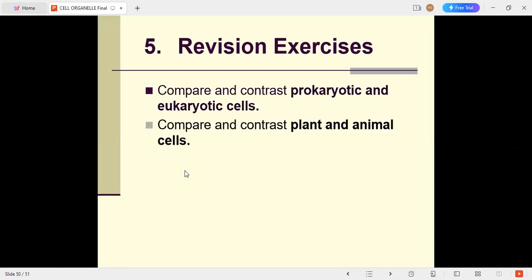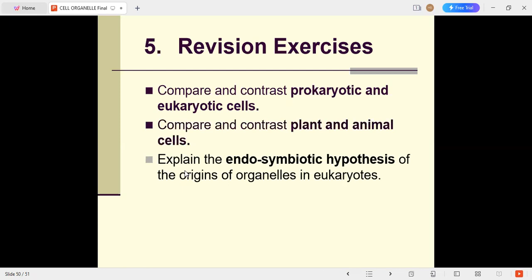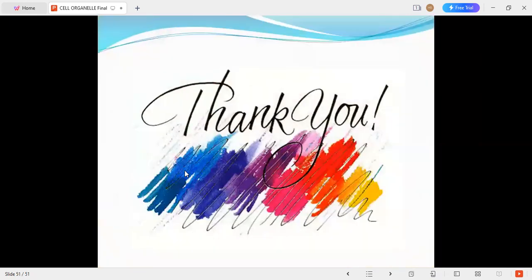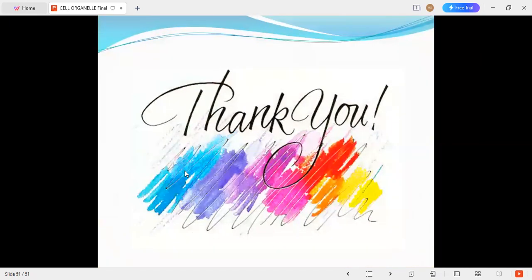This was the revision of the whole lecture. There was a comparison and contrast of prokaryotic and eukaryotic cells. Then we compared and contrasted plant and animal cells. Further, the endosymbiotic hypothesis of the origin of the organelles in eukaryotic cells was discussed, and a number of organelles and their functions were discussed. Then we discussed what the nucleolus is and its basic function. This was all about the cell and its organelles, their functions, and the central dogma of life.